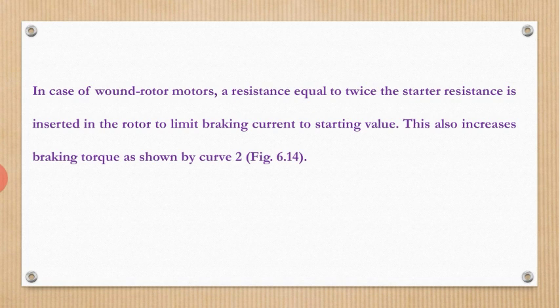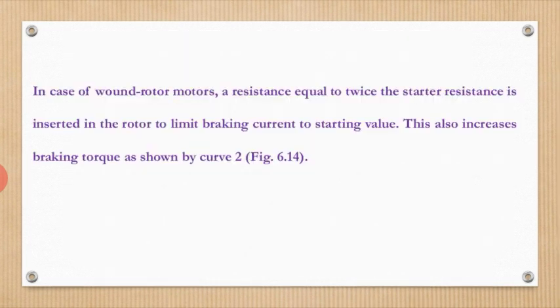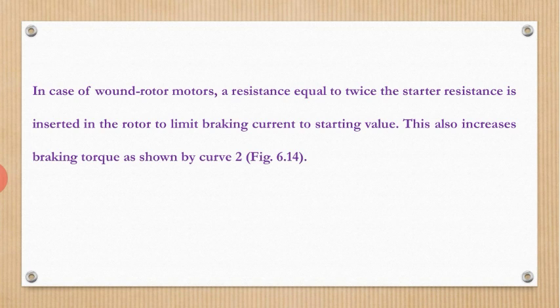In case of wound rotor motors, a resistance equal to twice the starter resistance is inserted in the rotor to limit braking current to starting value. This also increases the braking torque, as the curve shown here. Let me clear this point: in a slip ring induction motor, as we know, we can add external resistance to the rotor circuit. So the resistance equal to twice the starter resistance is inserted in the rotor to limit the braking current.